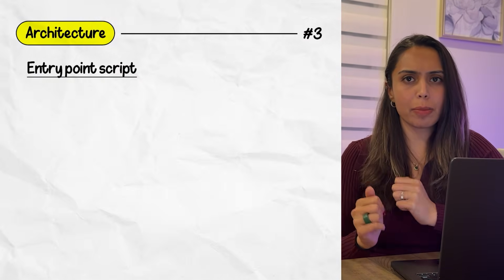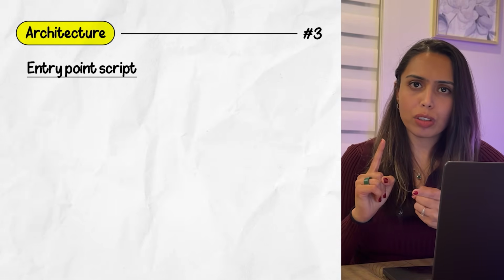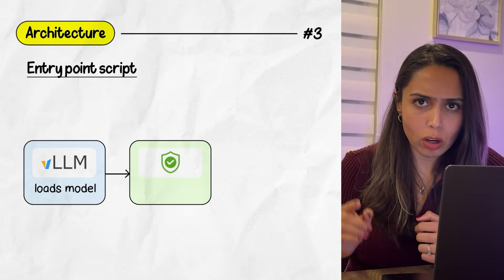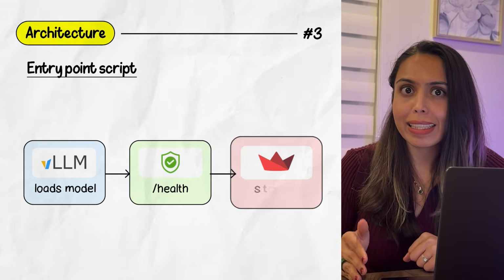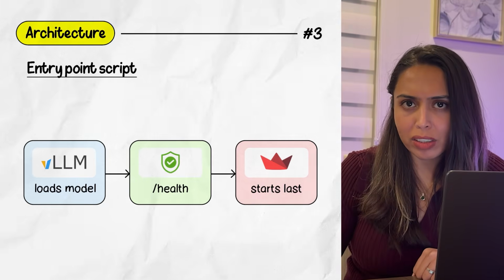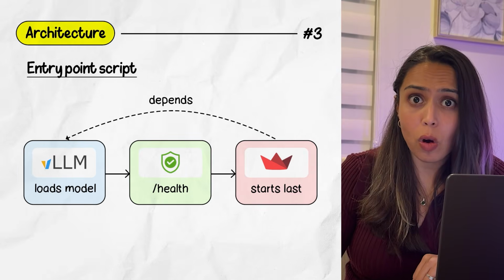Now, coming back to the architecture, there's also an entry point script here. This script basically controls the startup order. So it has to start with vLLM first. Once the vLLM model worker is healthy on the /health endpoint, then the Streamlit application starts. The order matters here because the Streamlit UI depends on the vLLM backend engine to be online first.